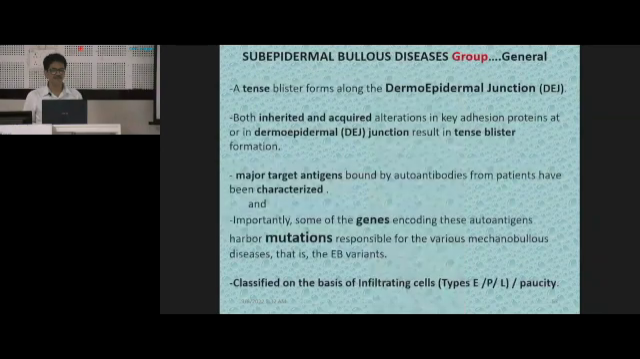Now this being subepidermal in location, you cannot move it. So Nikolsky sign is not present and you get tense blisters along the dermoepidermal junction. Both inherited and acquired alterations in key adhesion proteins at the dermoepidermal junction.